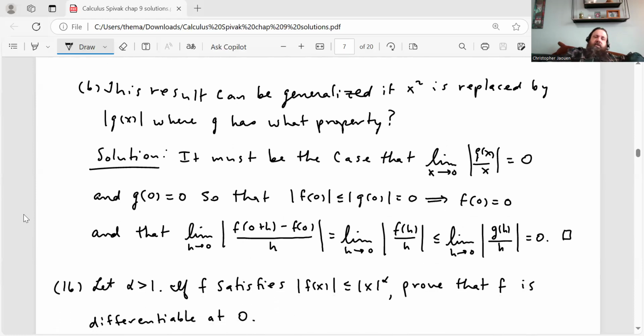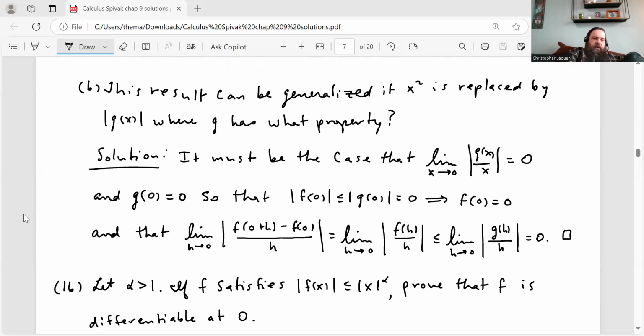So here's my solution. It must be the case that the limit as x goes to 0 of the absolute value of g of x over x equals 0, and g of 0 equals 0, so that the absolute value of f of 0 is less than or equal to the absolute value of g of 0, which is 0, which implies that f of 0 is 0. And the limit as h goes to 0 of the absolute value of the difference quotient evaluated at 0 is equal to the limit as h goes to 0 of the absolute value of f of h over h, which is less than or equal to the limit as h goes to 0 of g of h over h, which is 0.